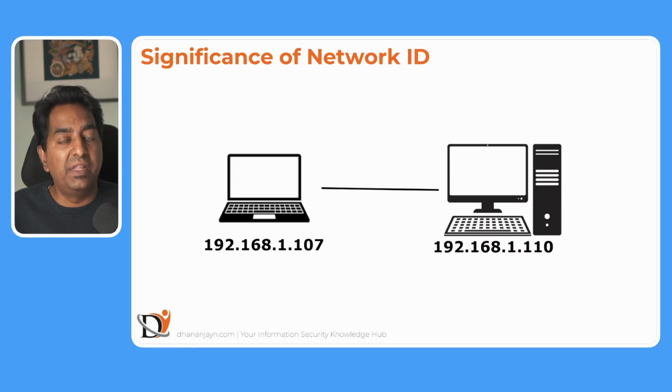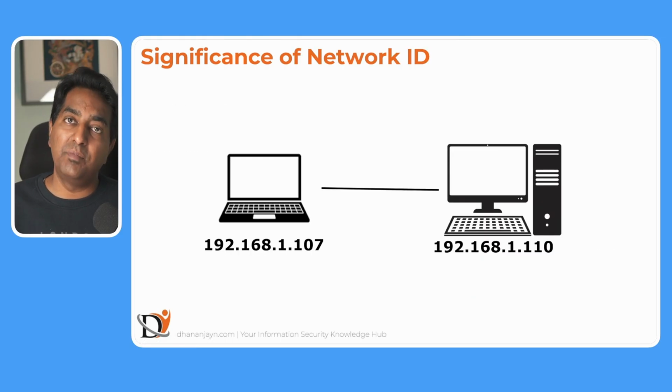So, friends, with this we understood how to calculate the network ID and broadcast ID of any given IP address. The next section will be on whether a computer can be connected to some other computer and what the prerequisite is, as we have just discussed the network ID.